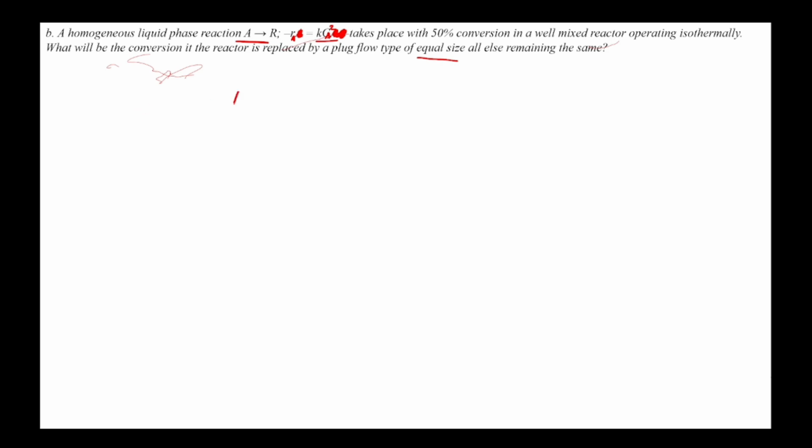So the very first thing, a reaction is taking place A to R, that is liquid phase. That means the expansion factor is equal to 0 for a liquid phase reaction, always. Okay, remember this. The rate equation is -rA = k CA square, second order. And the conversion is 0.5 in a well mixed reactor. That means a continuous stirred tank reactor.